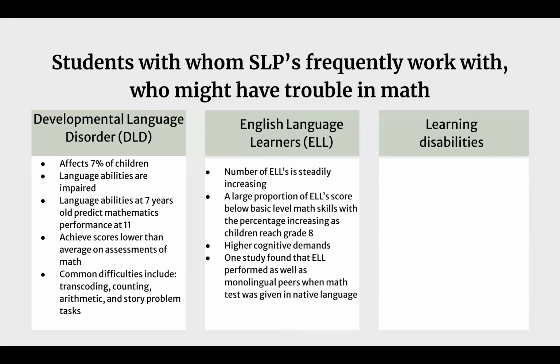Ontario is one of the most multicultural provinces in the world, which means that most teachers and SLPs will have various students who are English language learners. In fact, the number of English language learners is steadily increasing. Math can be challenging for this population because not only are they learning math, but they need to learn math vocabulary and concepts in their second language. This, along with processing complex sentences, increases cognitive demand.